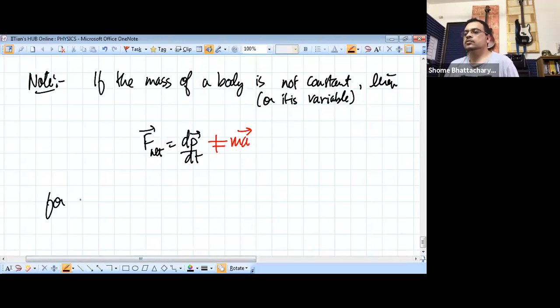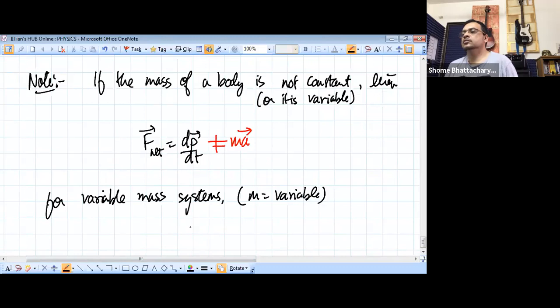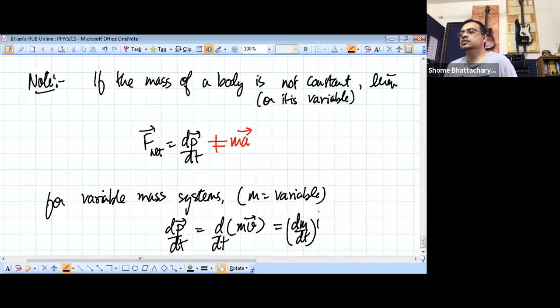So for variable mass systems, that is, mass is variable, the rate of change of momentum, which is rate of change of mass into velocity, it actually becomes rate of change of mass into velocity plus instantaneous mass into rate of change of velocity. This whole term actually becomes like this.